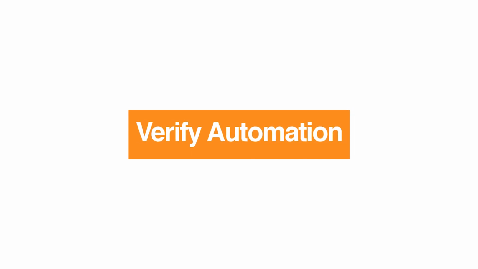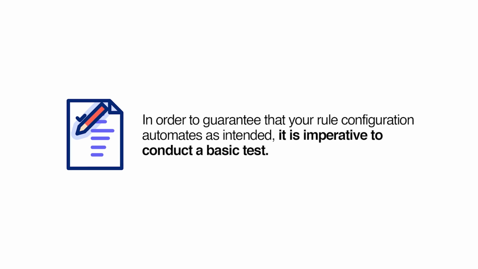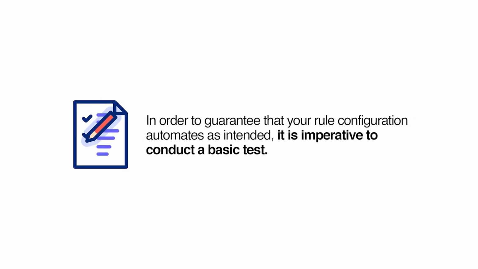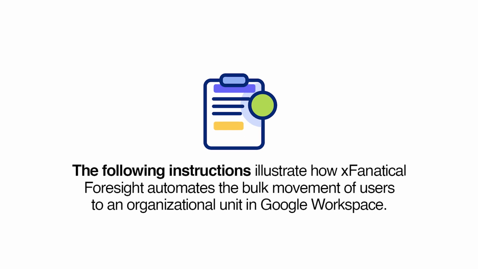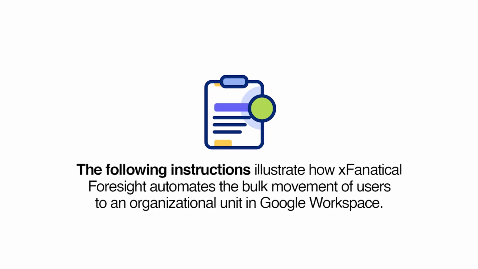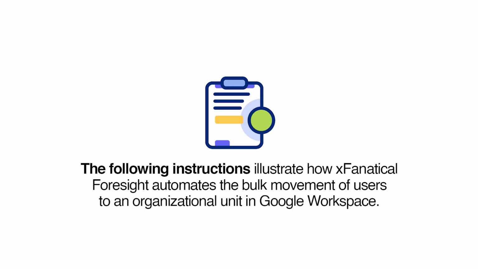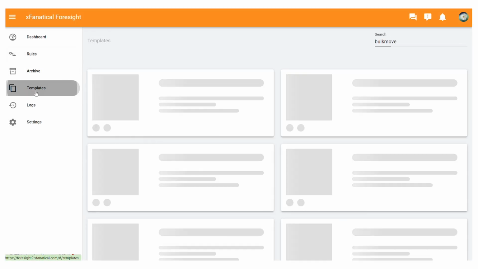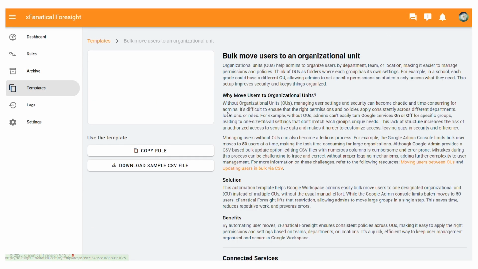Verify automation. In order to guarantee that your rule configuration automates as intended, it is imperative to conduct a basic test. The following instructions illustrate how xFanatical Foresight automates the bulk movement of users to an organizational unit in Google Workspace. Go to the Templates page. Go to Bulk Move Users to an Organizational Unit template and click on it.